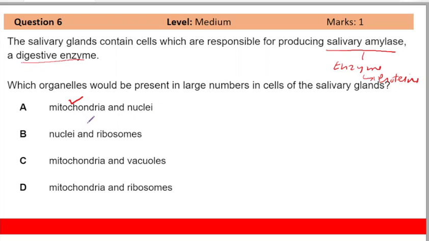Okay, nucleus will be one in the cell. Ribosome, but nucleus will be one only, so it is not correct. It is also not correct here. So mitochondria, yes, of course, there will be more. Vacuoles, okay, they will be smaller. So this is also not correct. So mitochondria and ribosome. So D is the correct option here. Mitochondria will provide energy, while ribosome is the site where protein will be synthesised for making enzymes.